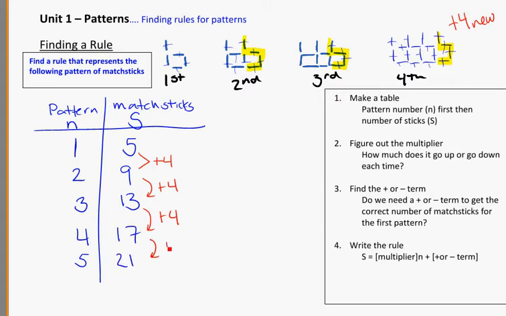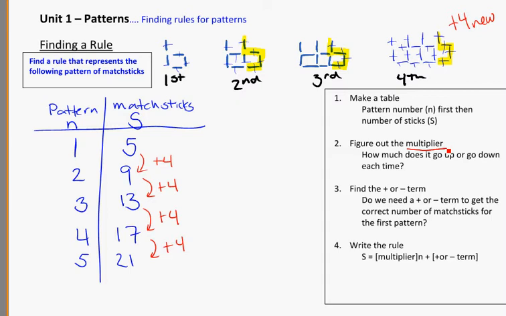So again, plus 4. And we could continue on like that. We could build, you know, 100 of these things, and we could find that by just doing plus 4, plus 4, plus 4 every time. But doing plus 4 100 times is not very efficient, so this is why we want to learn how to write the rule.